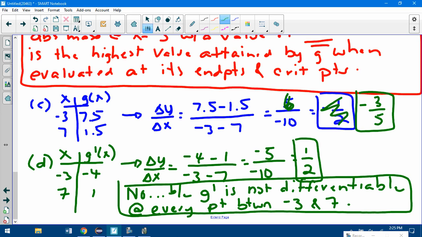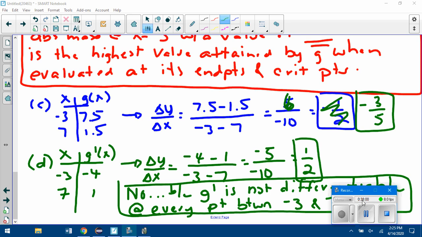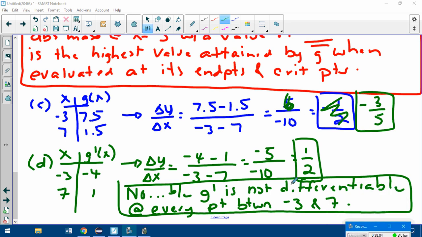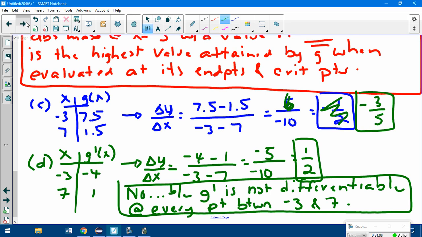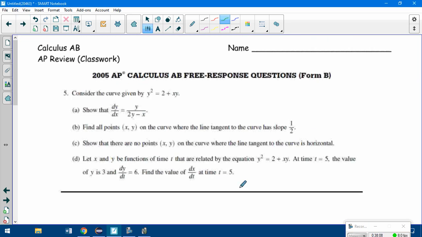So here's the great thing about not being in school right now. We're almost to 40 minutes. The period's almost over. But can you handle one more question? Sure you can. This one's easier, I promise. From the 2005 AP. Consider the curve given by y squared equals 2 plus xy. If you really can't handle being over 40 minutes, press pause, go get a drink, get a snack, then come back.